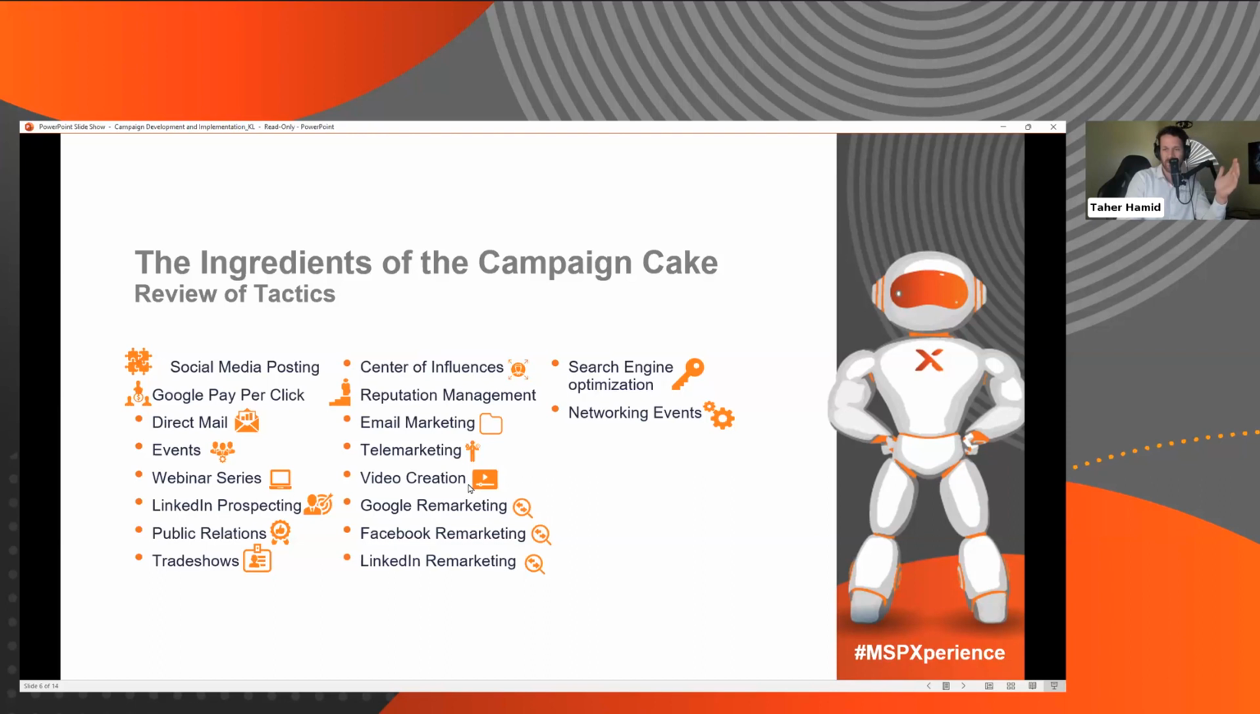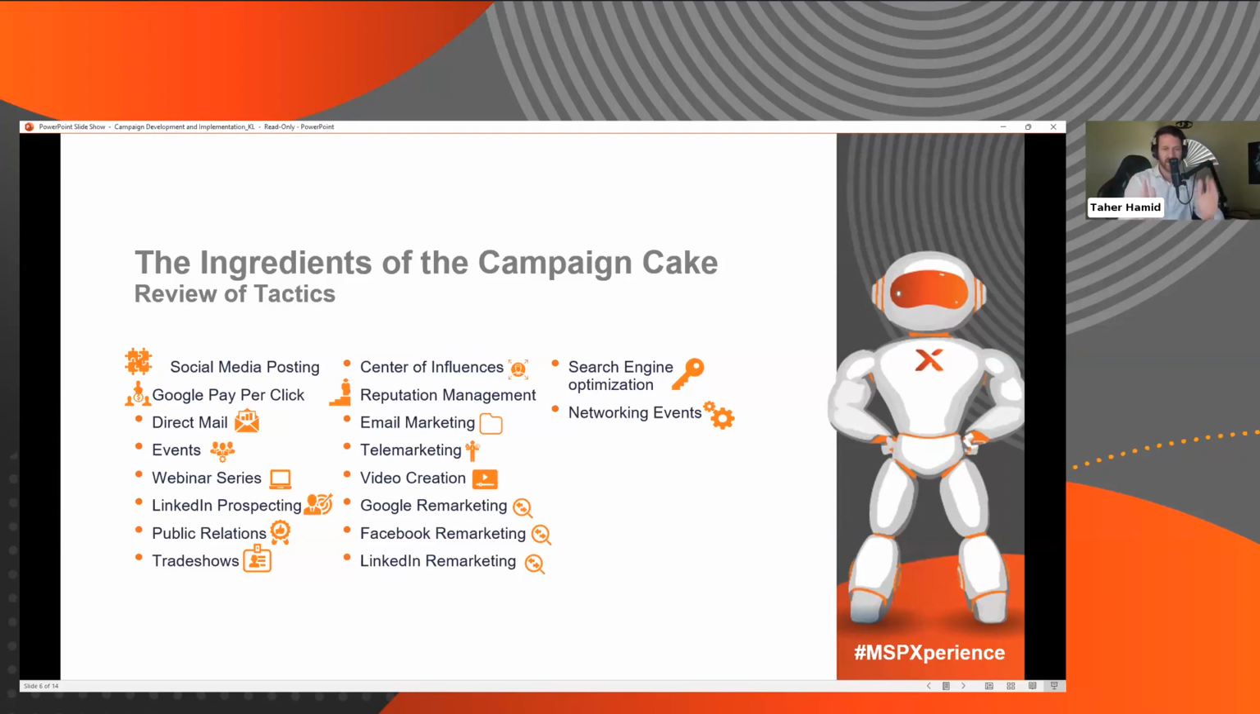cake you want. So getting really specific and understanding, okay, this is it: social media posting, Google pay-per-click, direct mail, events, webinar series, LinkedIn prospecting, etc. Those are pretty much the primary tactics you can even put in your cake. There's more, but these are the only ones that we focused on, some to a larger extent than others.